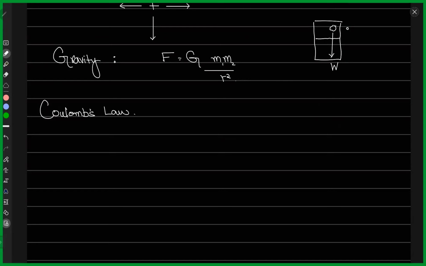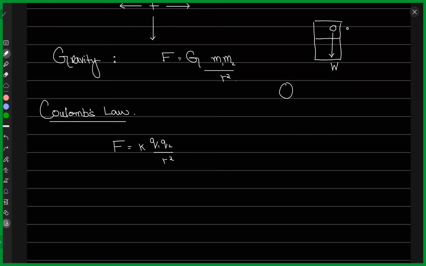right? And Coulomb's law states that the electric force that the charges would experience is equal to some constant times the two charges, Q1, Q2, and it also varies inversely as the square of the distance between the two charges. So in case of gravity, we had two masses, right? We had two masses like this.